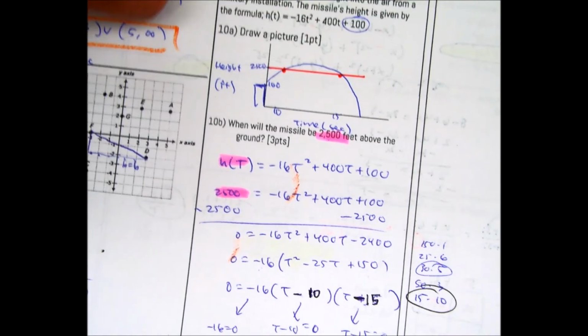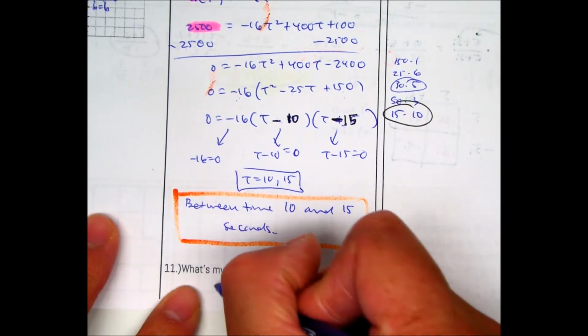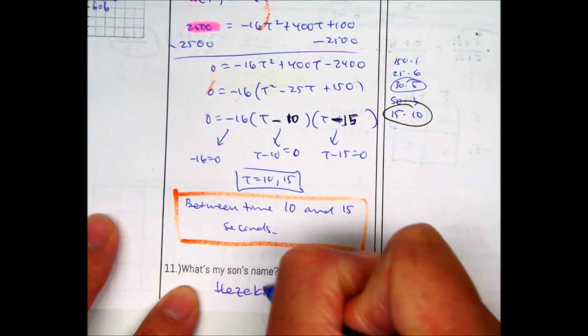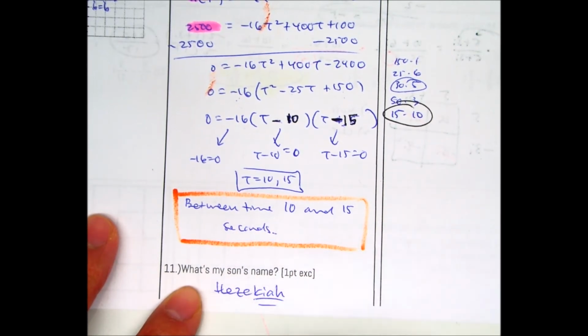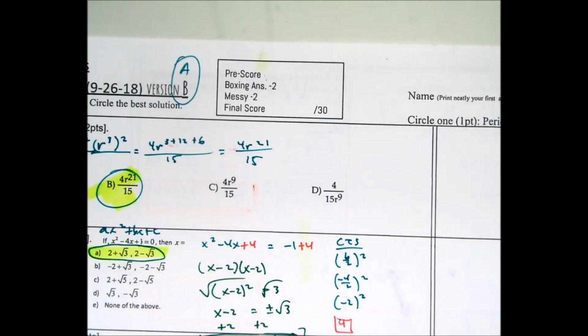What's the name of my son? And that is extra credit. Hezekiah. Or you can also call him Kaya. This side was 16. This side 14. I had a 30. Hopefully you wrote nicely. Circled all of them. Have a great day.